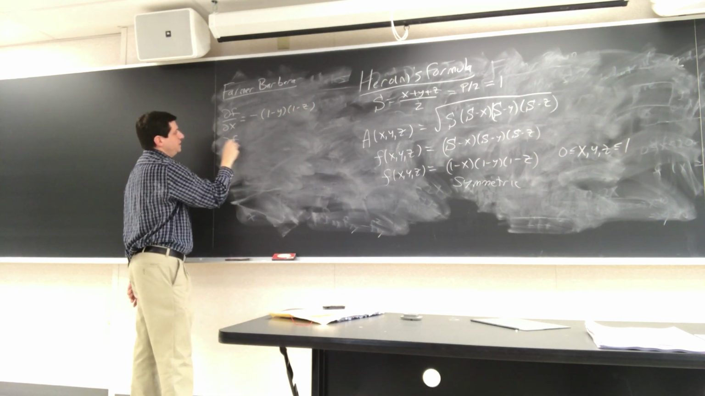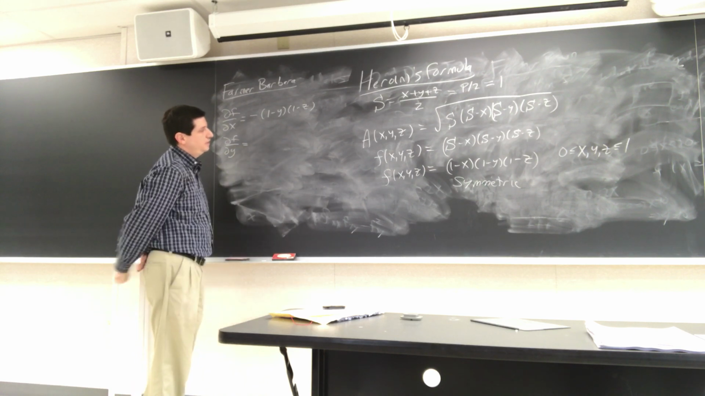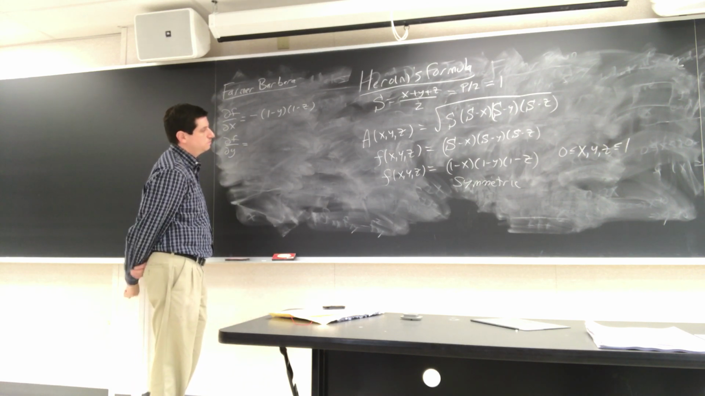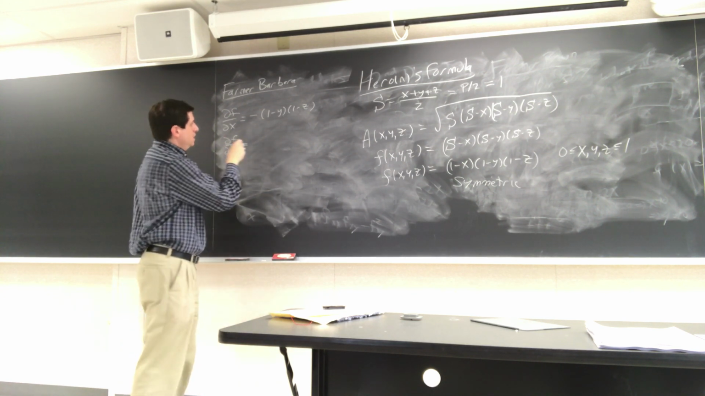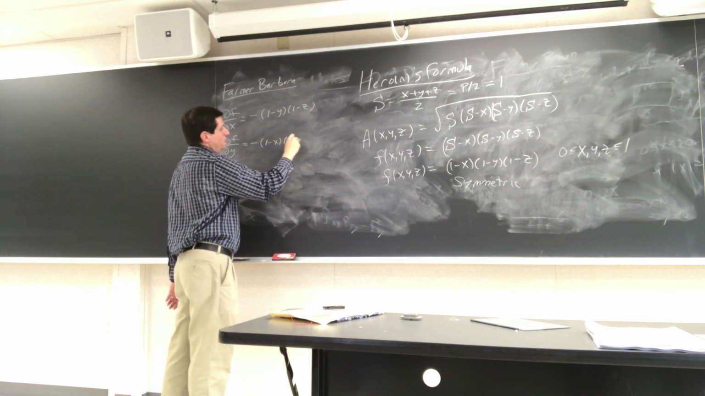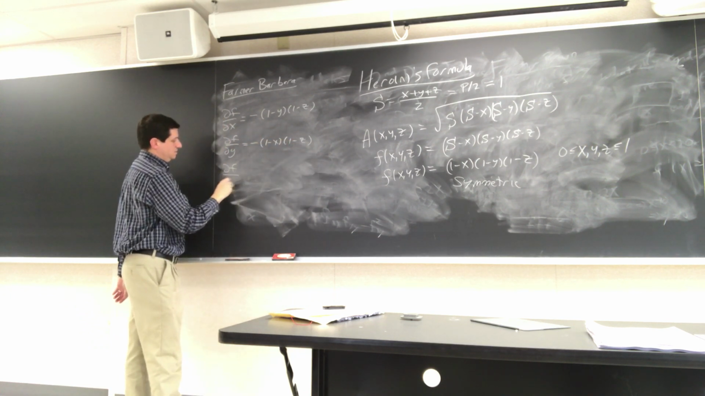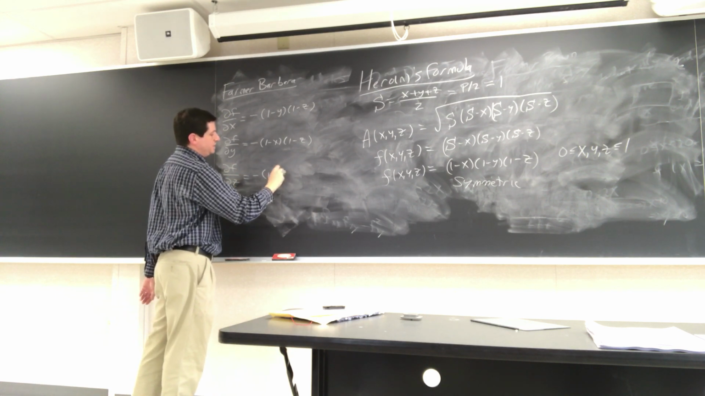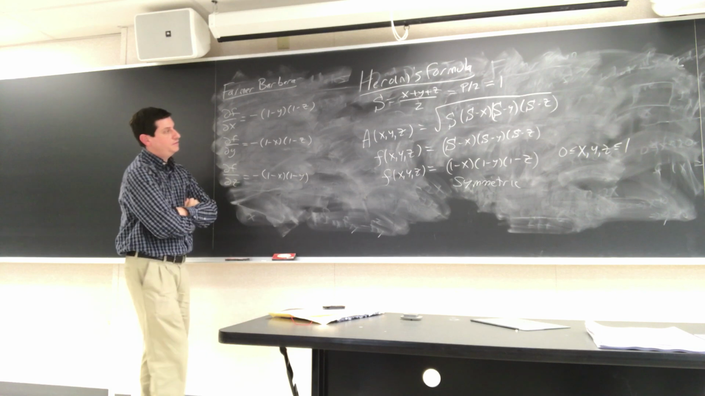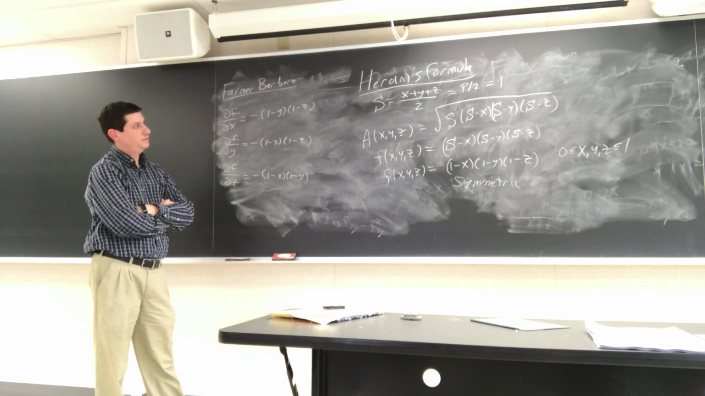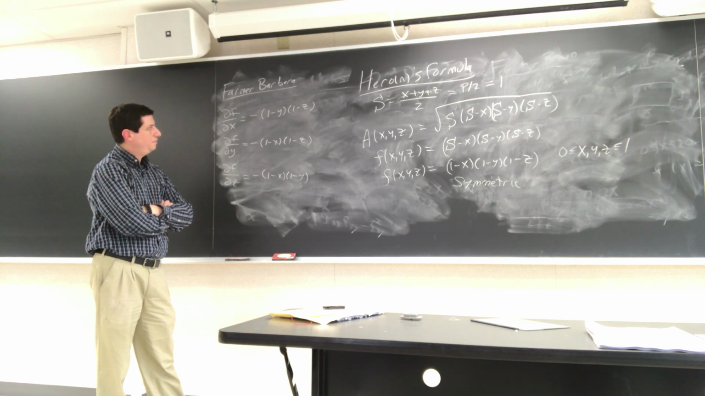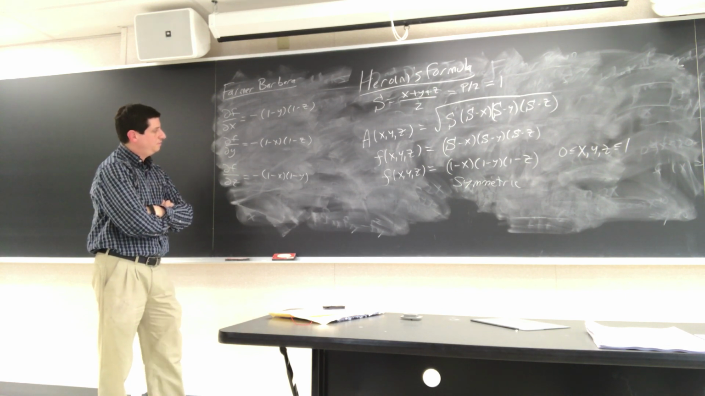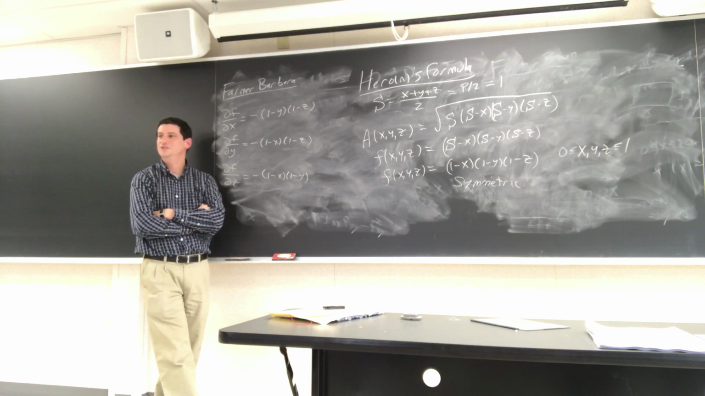And I get df dy is equal to negative 1 minus x, 1 minus z. Df dz is negative 1 minus x, 1 minus y. Now this is looking interesting.